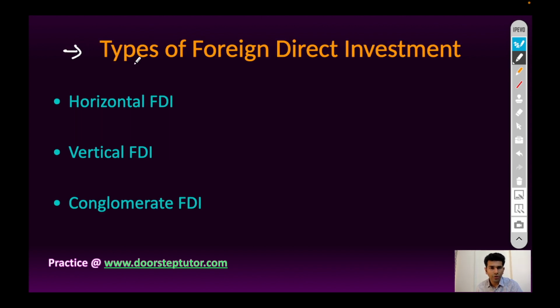What are the types of foreign direct investment? Mainly, it can be classified into horizontal FDI, vertical FDI, and conglomerate FDI. Horizontal FDI means same business, same product.